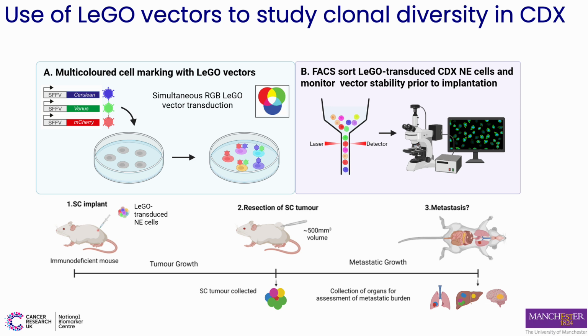LEGO vectors carry the three RGB colors, red, green, and blue fluorescence, and by simultaneously transducing them into CDXs, it causes the cell to express the fluorescence proteins at a random and unique level, giving each cell a unique color. These clones can retain their colors throughout the in vivo growth, and the colors of the different clones can be captured and analyzed using immunofluorescence staining.